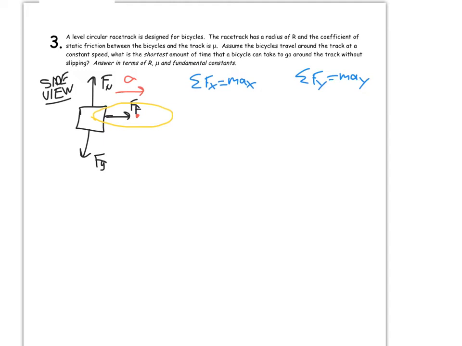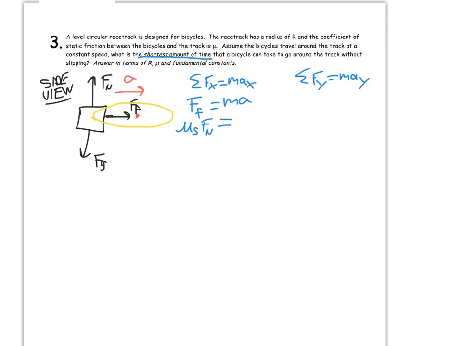So we're now going to go ahead and set up our max and our may. In the x direction, we have the force of friction, and that's going to be equal to ma. Two substitutions I can make here. My force of friction I know is going to be at a maximum because we're riding around in the shortest amount of time. We're traveling as fast as possible around this track without slipping. So I can say that the force of friction is simply my coefficient of static friction times my normal force.